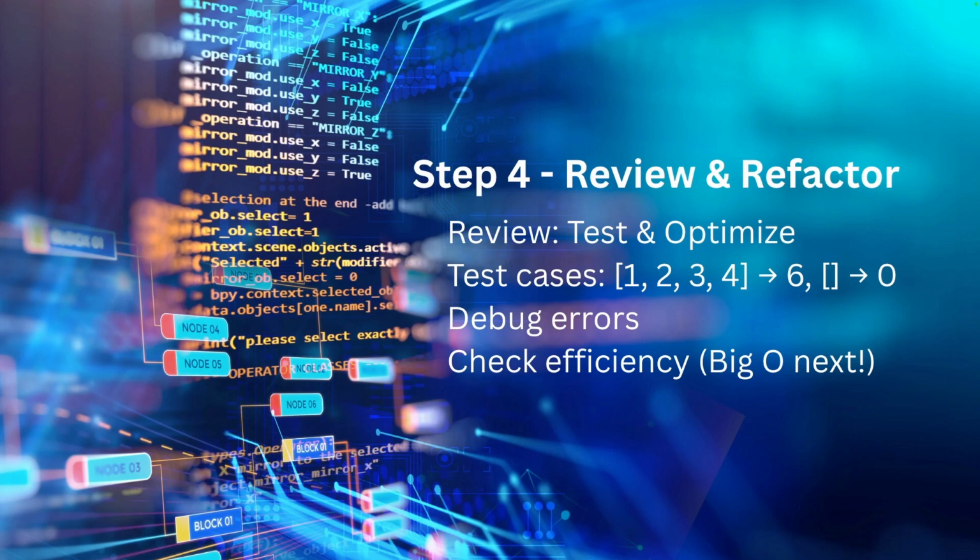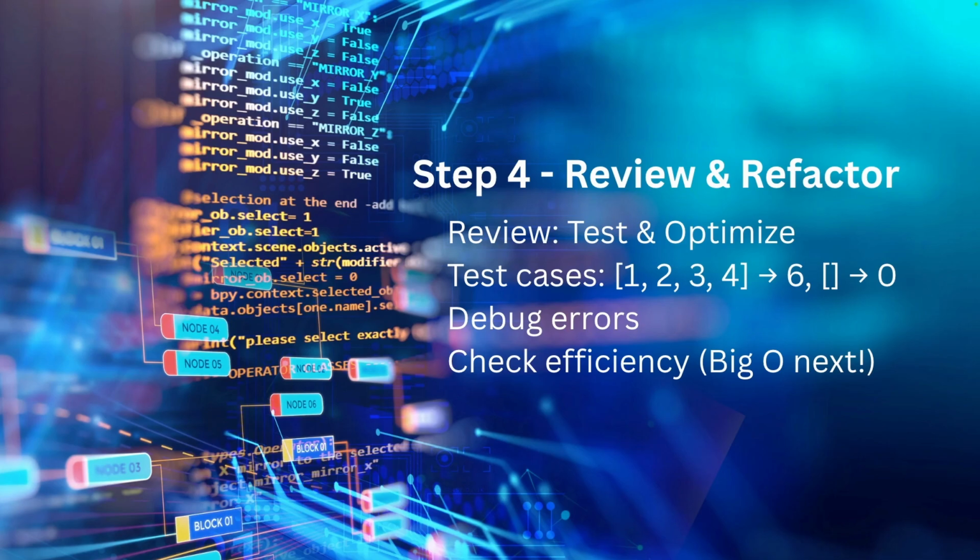So, review and test. We're going to run it with our example input, and maybe with multiple inputs to see that we haven't missed any edge cases. 1, 2, 3, 4, the output's 6, great. Empty array, 0, great. Okay, everything's working. But now we need to consider, is this the most efficient solution? To answer that, we need to talk about Big O notation.